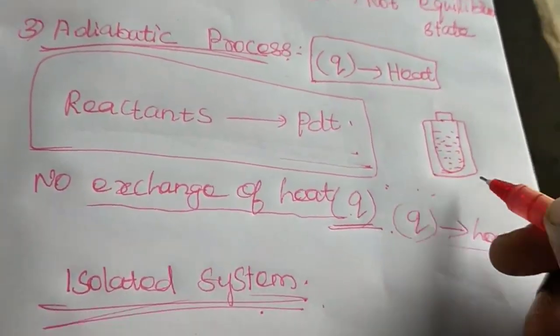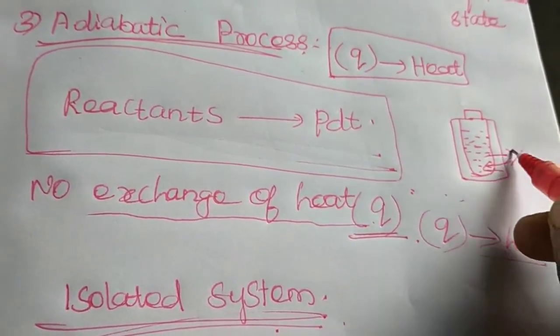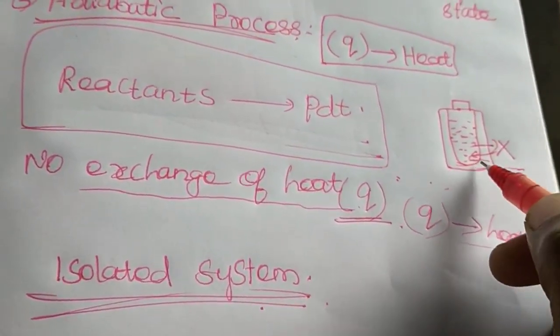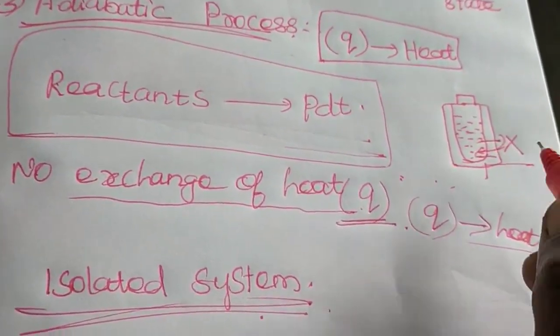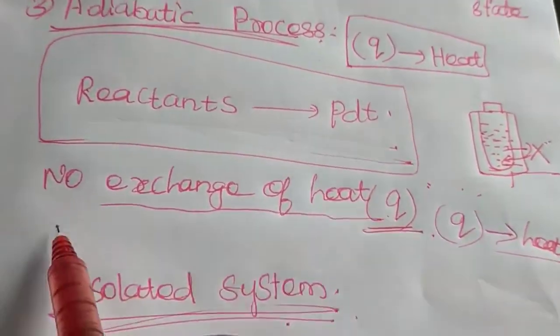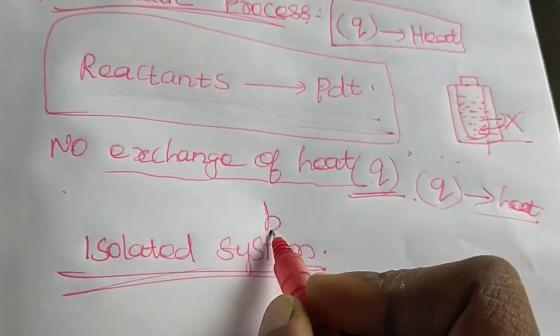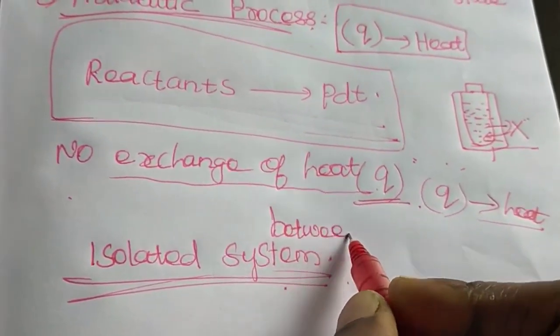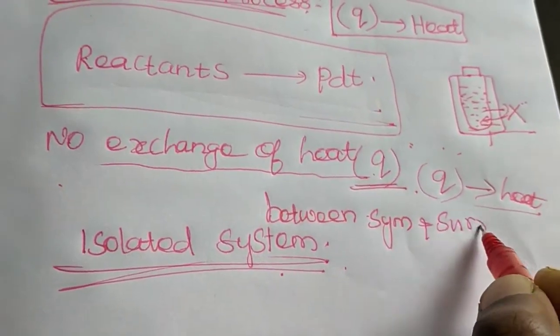So it's a closed one, the thermoflask. So there is no exchange. Because of this, in the isolated system, it is not possible to exchange heat from system to surrounding, surrounding to system. So no exchange of heat between system and surrounding.